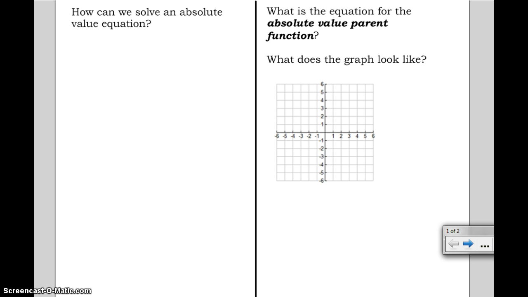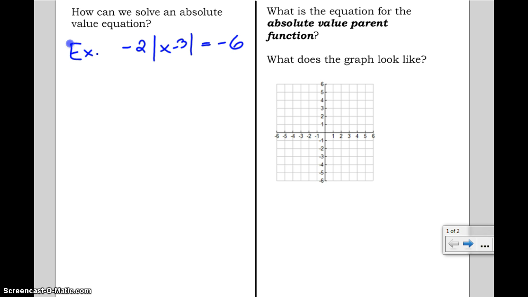If you take a look at the left-hand side where it says, how can we solve an absolute value equation? The example for this would be if you were given something with just one variable. So for example, -2 times the absolute value of x minus 3 is equal to -6.